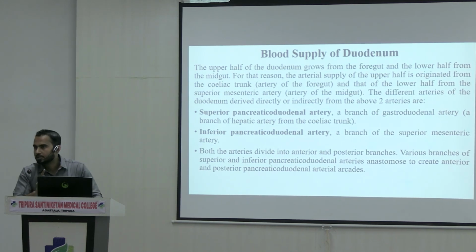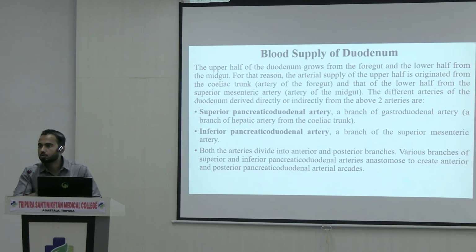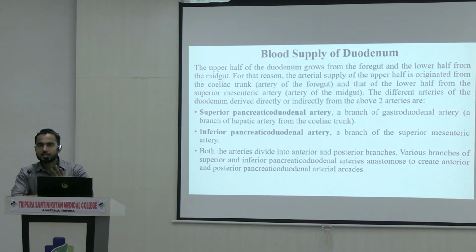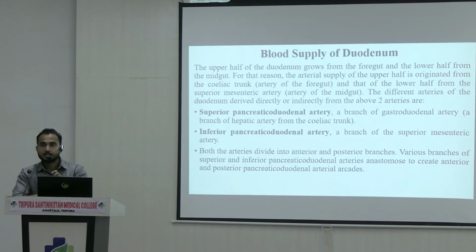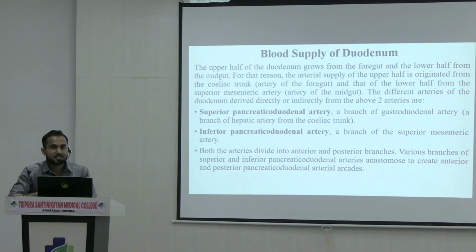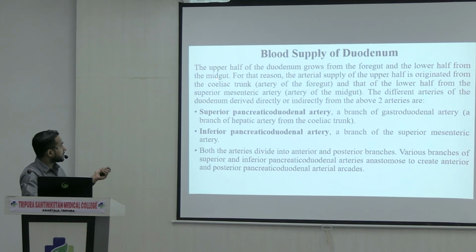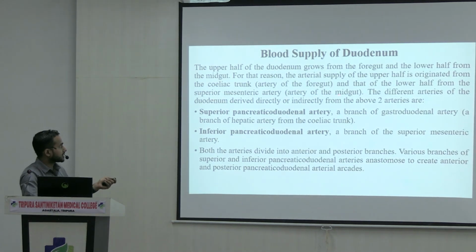When you study the development of the alimentary canal, you will come to know that it is derived mainly from the foregut, midgut and hindgut. All structures derived from these are supplied by a particular artery: for the foregut it is the celiac trunk, for the midgut the superior mesenteric artery, and for the hindgut the inferior mesenteric artery. Though the duodenum is partly formed from the foregut and partly from the midgut, it is supplied by the arteries of both. The upper half is supplied by the celiac trunk, the artery of the foregut, and the lower half by the superior mesenteric artery, the artery of the midgut.